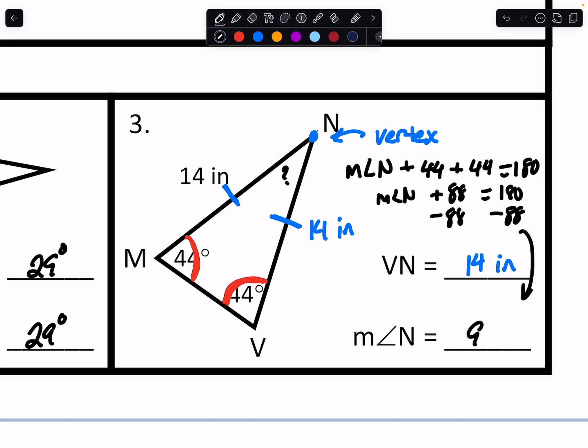I will say I made a mistake here. I believe I put 96, but that is not right. All right, 180 minus 88 does give you 94. So there we go. Angle N is 94 and VN is 14.